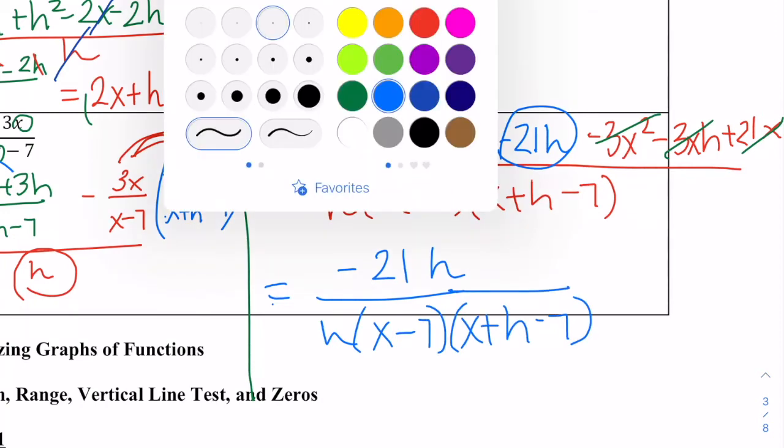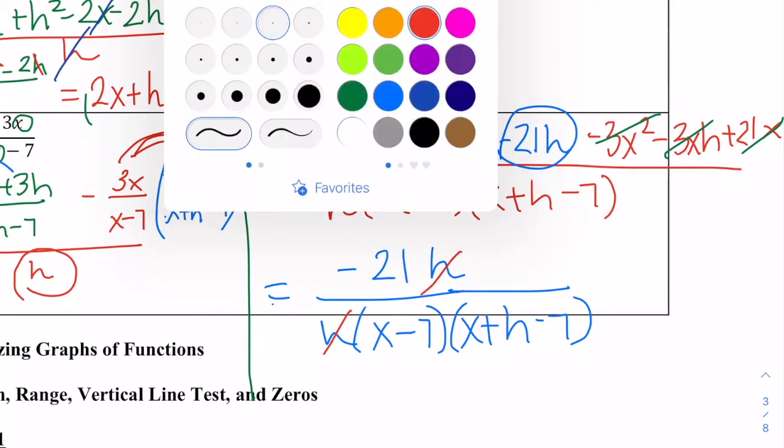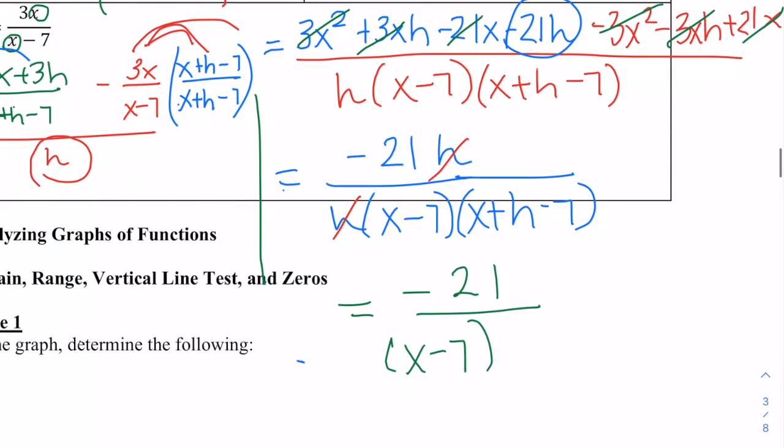Now the only thing here that's going to reduce is the h. So our final answer will be negative 21 over x minus 7 times x plus h minus 7, where h cannot equal 0.